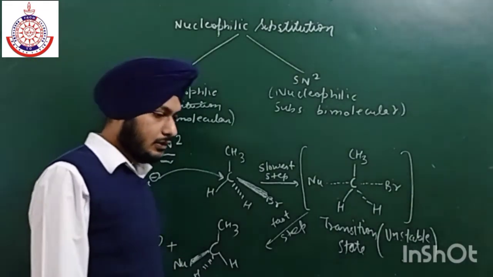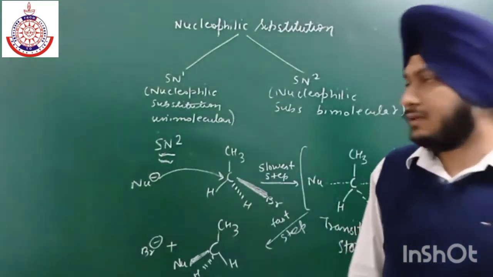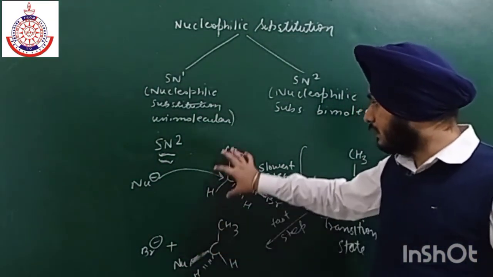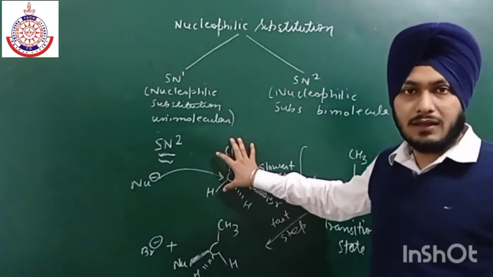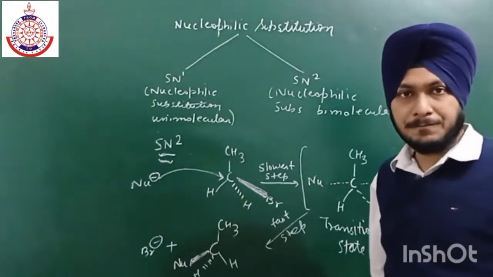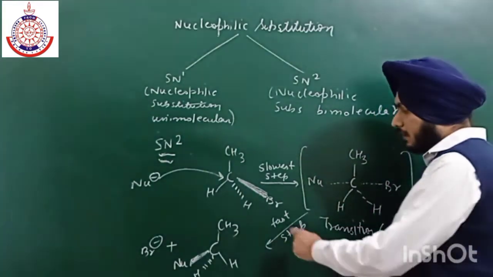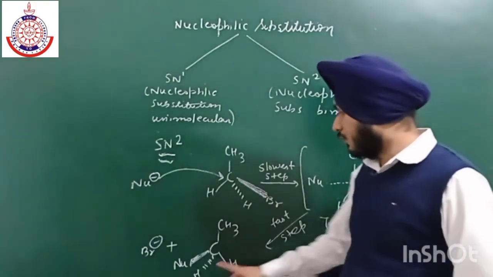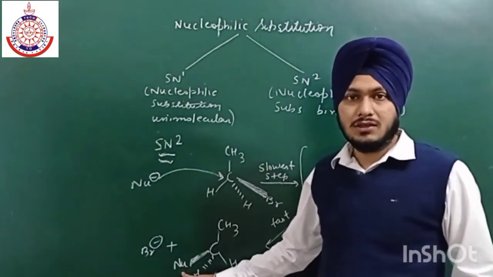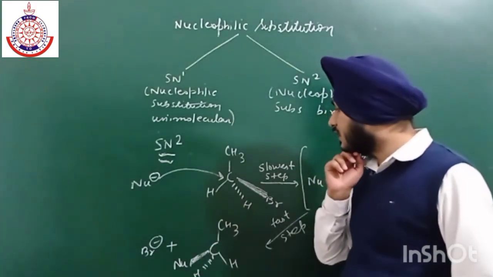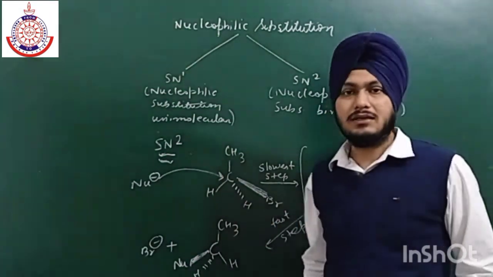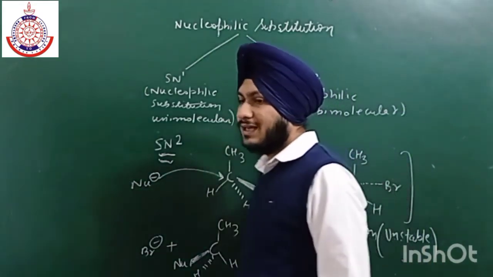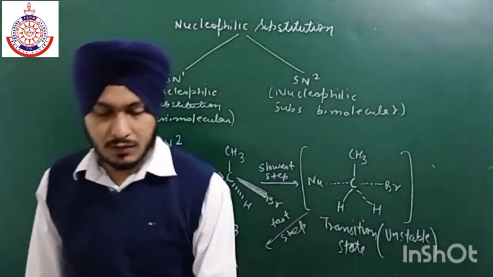Now one thing in this mechanism is that the configuration of the product and the reactant, the substrate, is different. How? Because here Br is on the right side, and the nucleophile is on the left side. So there is a change in the configuration. That is why it is known as inversion of configuration. So SN2 reactions take place with inversion of configuration.